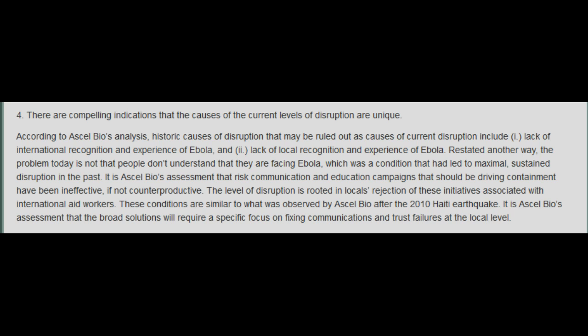It is Excel Bio's assessment that the broad solutions will require a specific focus on fixing communications and trust failures at the local level. Obviously, that's dealing with West Africa. In the Western world, I think it's the exact opposite. People are scared to death of it and will do whatever people say.